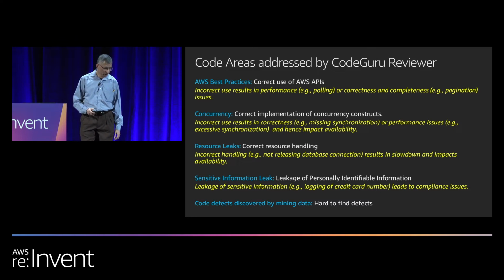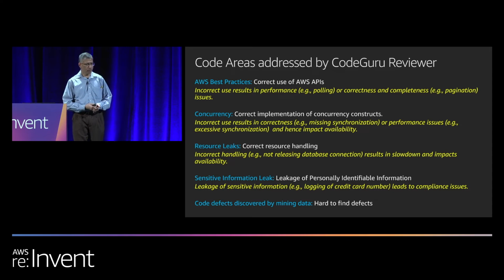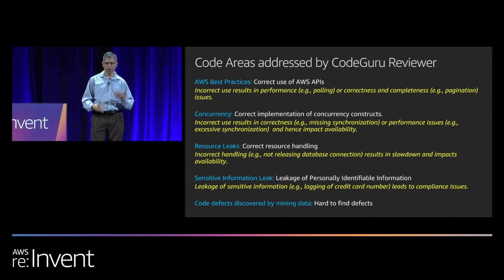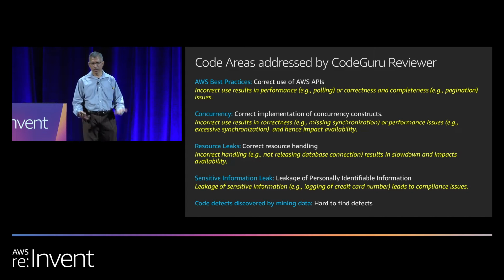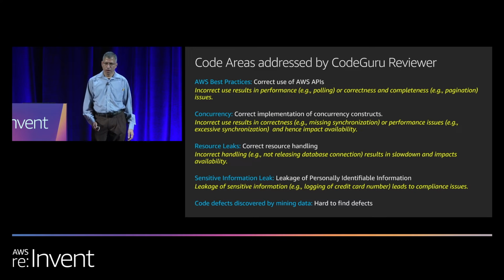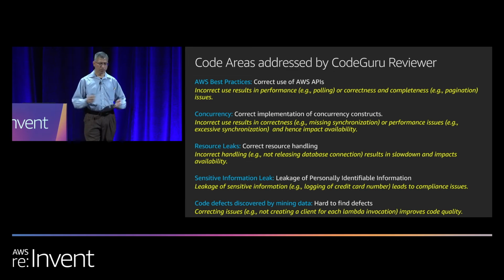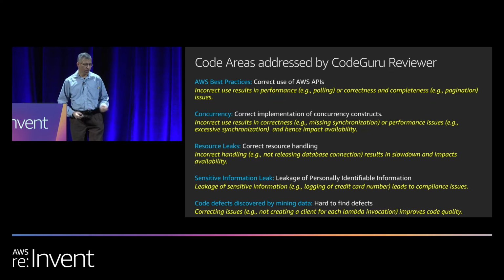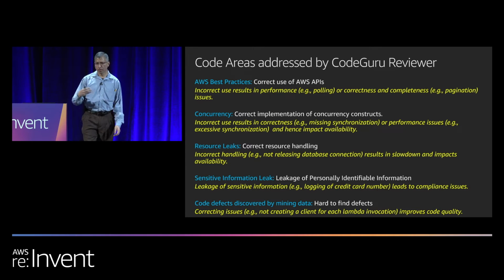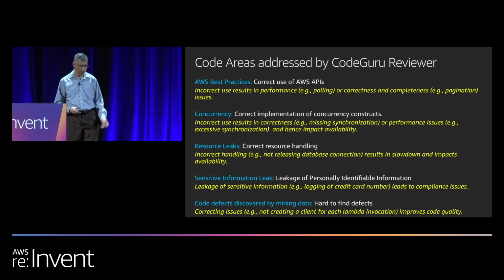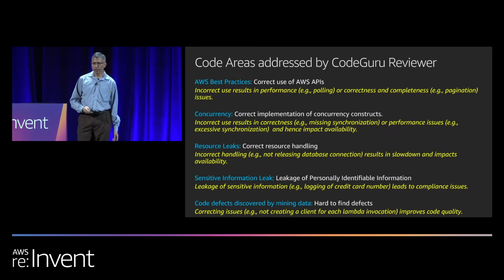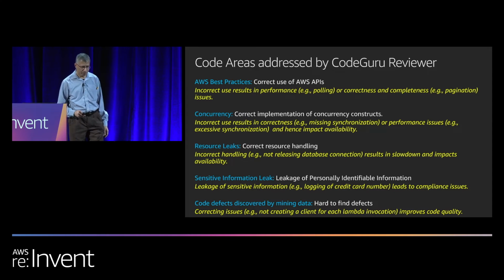And the last category is a catch-all category. There are multiple types of defects which are identified by looking at large corpuses of code, and these cover multiple functional areas. For example, one of them relates to not creating a client for each Lambda invocation, which relates to AWS best practices. So there are multiple categories in this bucket, and addressing these issues improves the code quality.